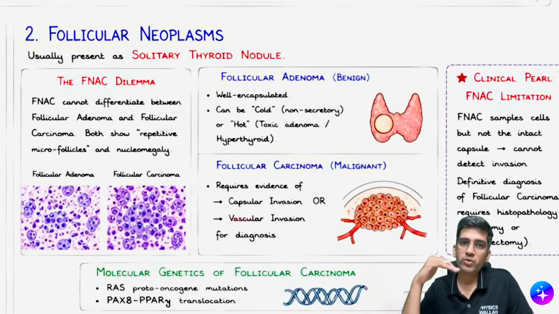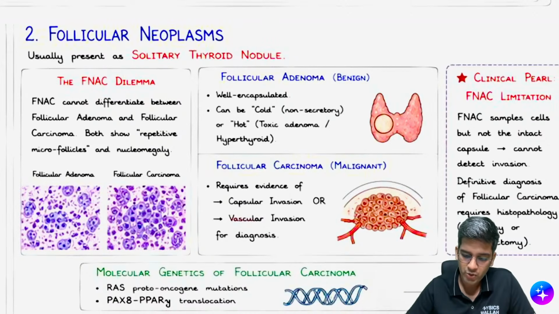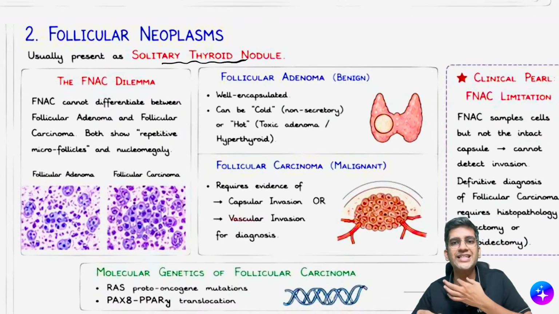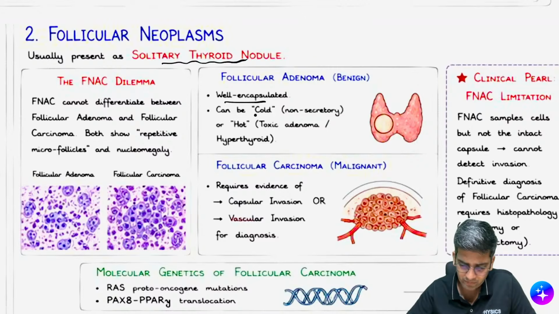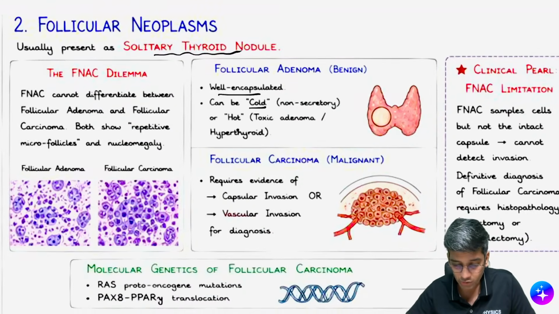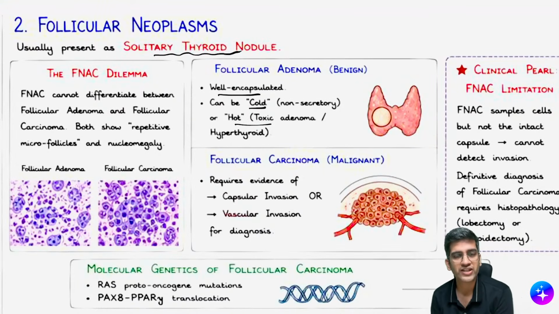Follicular carcinoma versus follicular adenoma, right? We call them follicular neoplasms. That's all. Usually the presentation is a solitary thyroid nodule, a single tumor. Adenoma is benign, carcinoma is malignant. Adenoma is very well encapsulated. Most of them are cold, which means they don't secrete. Some of them are hot adenomas, toxic adenomas. They secrete your T3, T4. Toxic adenomas should be looked for, can become a cancer as well.